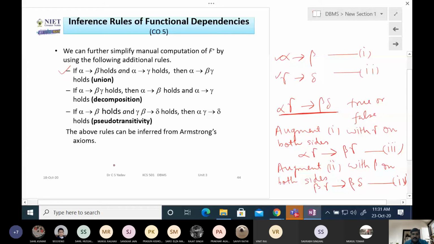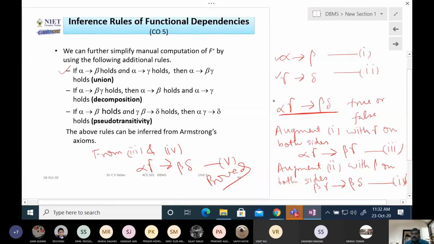Then from equation 3 and 4, through transitivity rule we will get alpha gamma determines beta delta. And this is the equation, and we have to prove this thing.